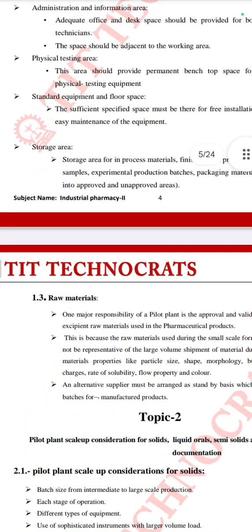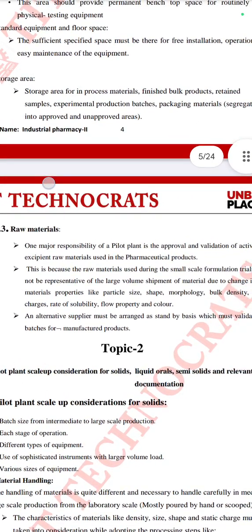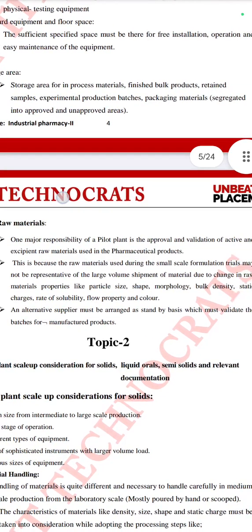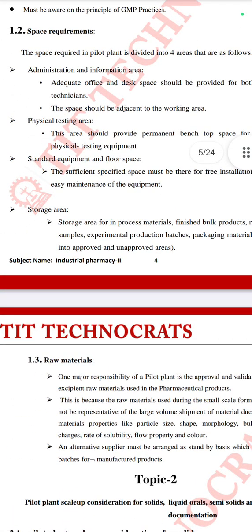Storage area: talking about the storage area, it is very important for the storage of firstly processed material or raw material, finished bulk product and samples, and experimental production batches, in a particular storage area that can protect from contamination with other substances. So these are the space requirement considerations in pilot plants.